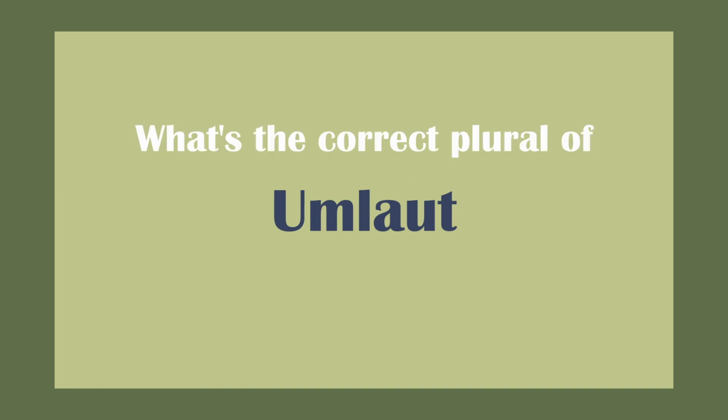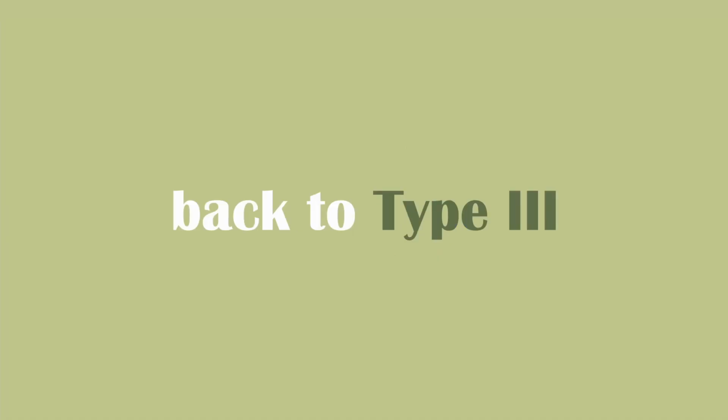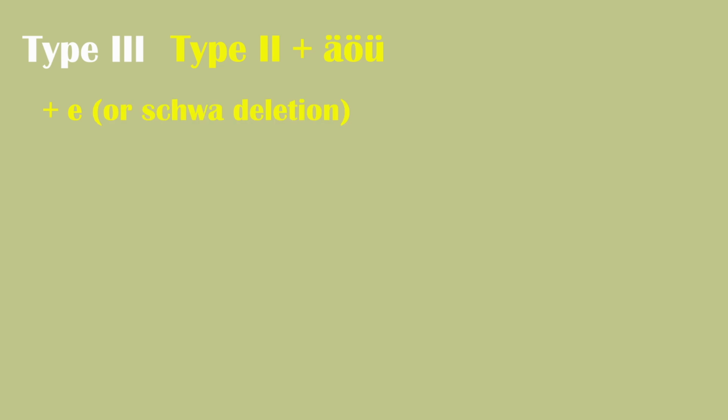The third noun type is a combination of the second type plus umlauts. Umlaut is actually a type 2 noun, so can you guess the correct plural version of Umlaut? It would be Umlaute, not Umlauts. The more you know. But now, back to the third noun type. For this noun type, you add the e or apply schwa deletion if necessary, just like before. On top of that though, you also add an umlaut.